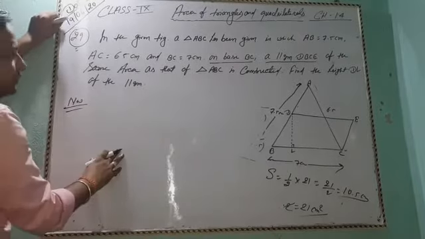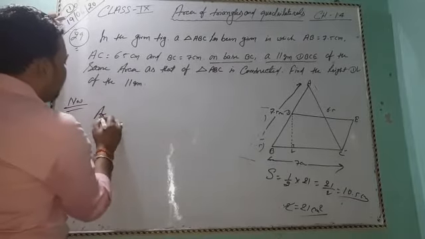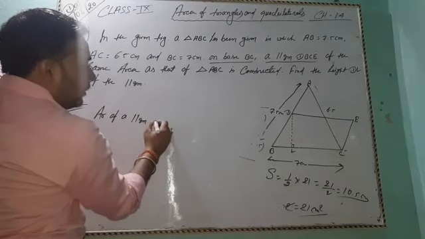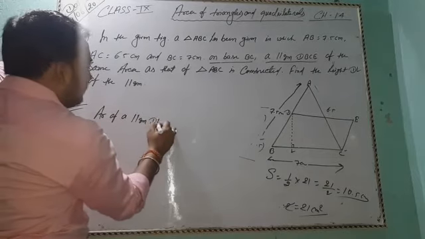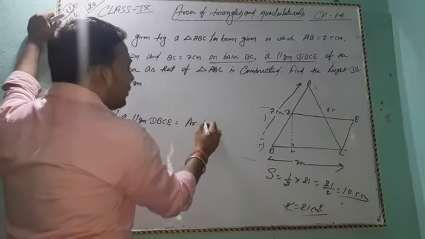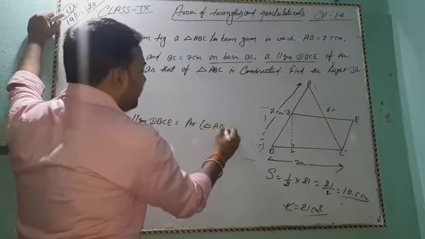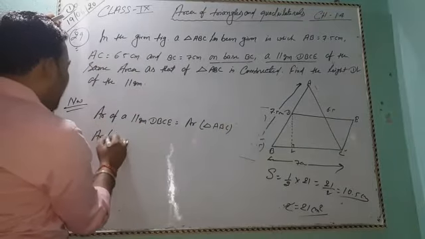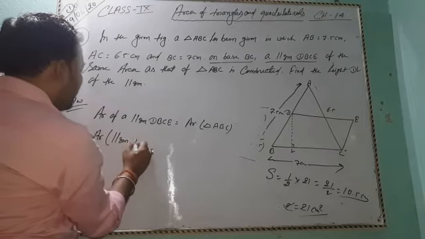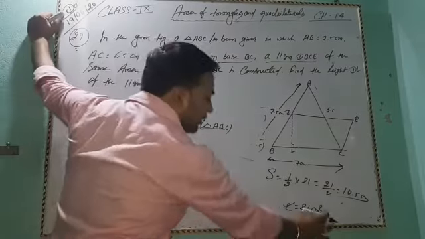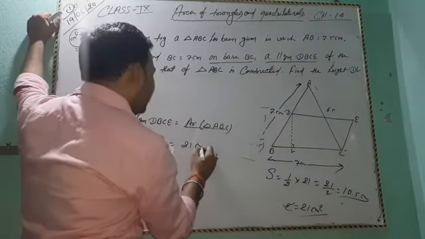Now according to the question, area of parallelogram DBCE equal to area of triangle ABC. So this implies area of parallelogram DBCE equal to 21 square centimeter.